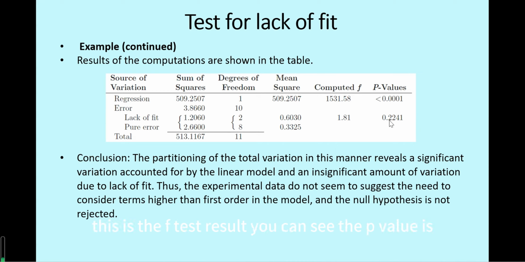You can see the p-value is quite large, much larger than 0.05. So the test is not significant and we will not reject the null hypothesis that lack of fit is 0. This means the model is correct, right? Because the test is not significant and this lack of fit is very small compared with the pure error term.